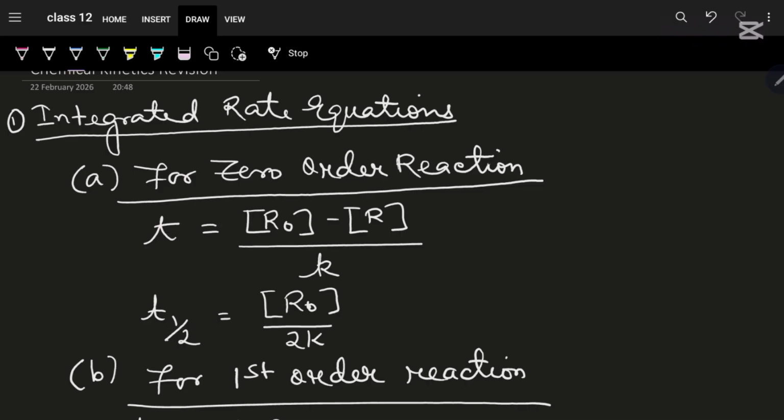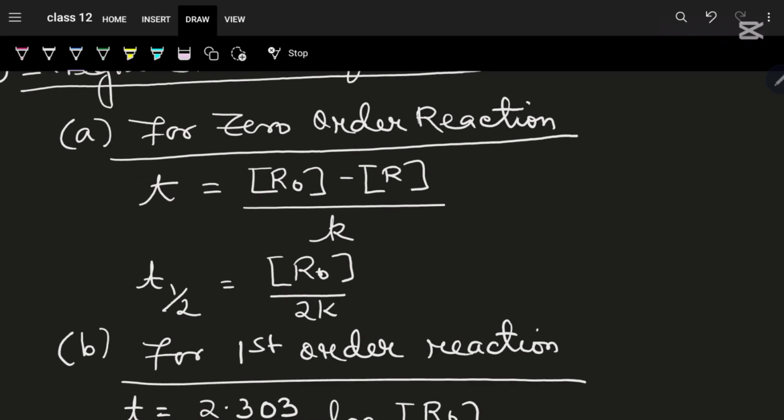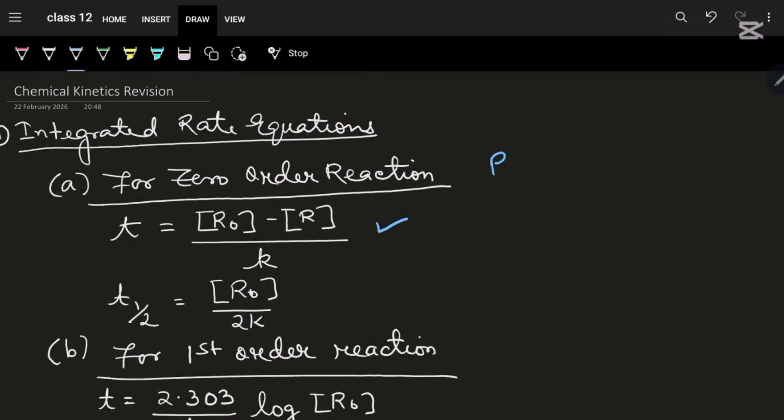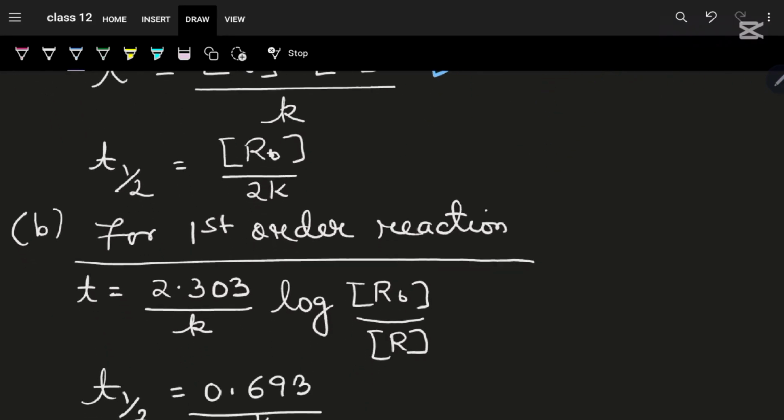For a zero order reaction, the expression is t = (R0 - R)/K. Zero order reaction means reactant to product. Rate of the reaction is equal to K into molar concentration of R raised to the power 0, which is equal to K. So it's constant. Now t half is equal to R naught by 2K.